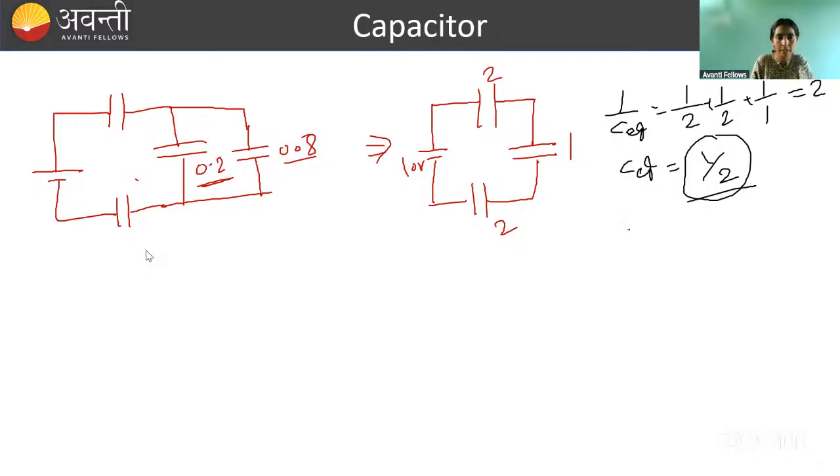What will be the value of charge? Voltage is 10 volt, right? So total charge, what will you write? Total charge will be Q is equal to C into V. So C is half. Voltage is 10. Okay. So this will be equal to how much? 5 microcoulomb. Veda. Yes, it will be 5, right?